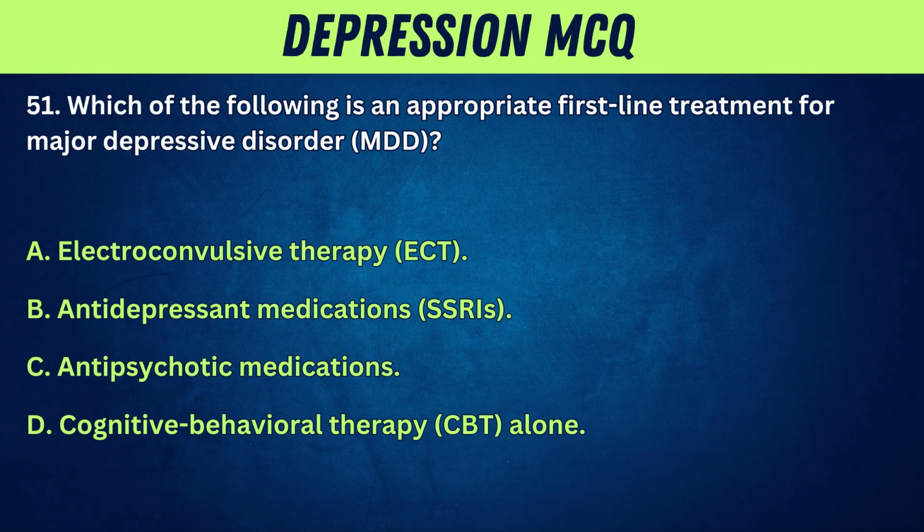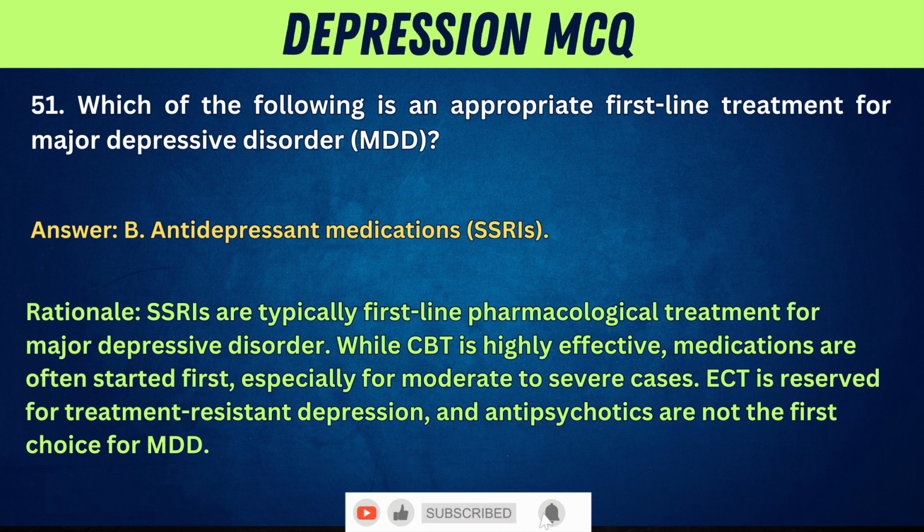A. Electroconvulsive therapy, ECT. B. Antidepressant medications, SSRIs. C. Antipsychotic medications. D. Cognitive behavioral therapy, CBT, alone. Answer: B. Antidepressant medications, SSRIs.